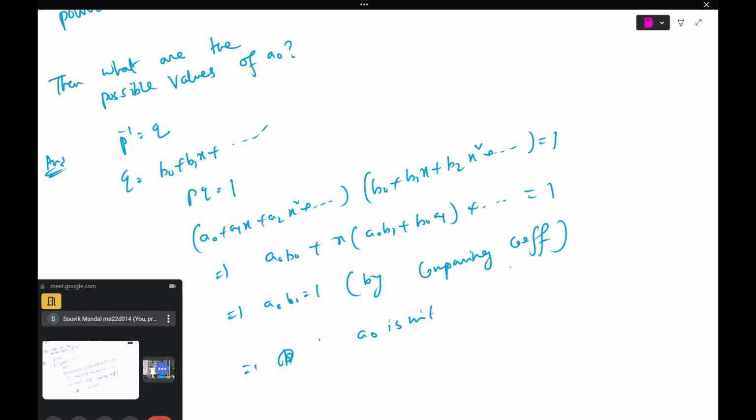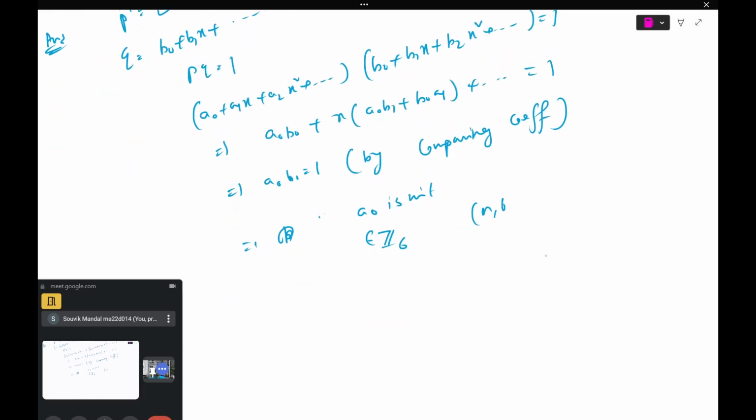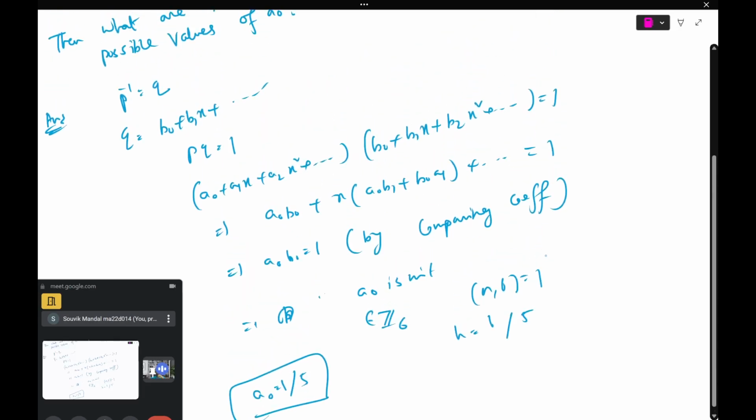Now do note that a0 belongs to Z6. So what are the units in Z6? All those n such that the GCD of n and 6 is 1. So what are all the possible values of n? It can be equal to 1 or 5. So a0 can be either 1 or 5. So this is the process of solving this problem. Let me repeat this argument again. Given a power series, it is only given to be a unit. Now we need to check what the possible values of a0 are.